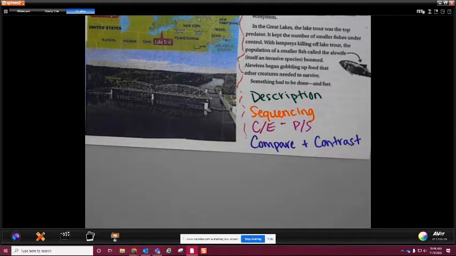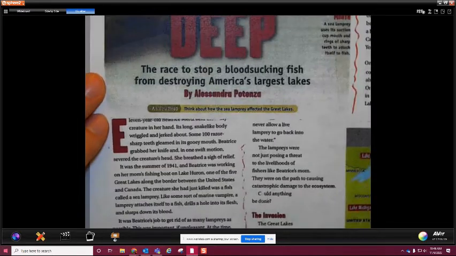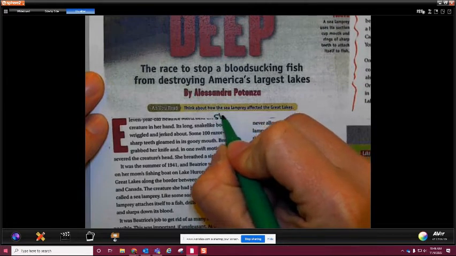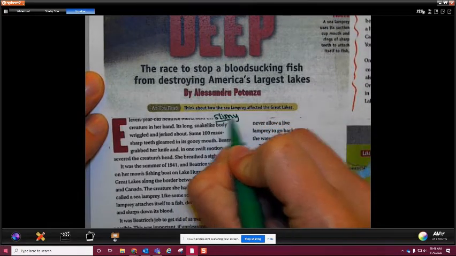So for example, up here on this very first one, the sentence up here says slimy. I know I cut it off, so I apologize for that. But I'm going to do that in green.